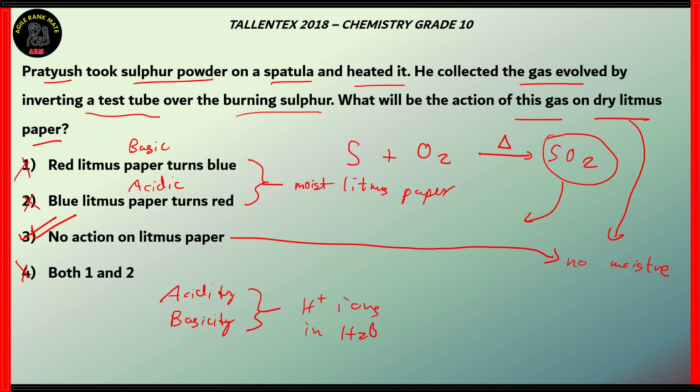When the litmus paper is dry, there's no water, so there's no formation of H plus ions or OH minus ions, which determine acidity and basicity respectively. So that means there is no change. So option 3, no action on litmus paper, is the right answer. The key word for this particular question is actually the word dry. Since it's dry, no water, no question of acidity or basicity, no change on the litmus paper.